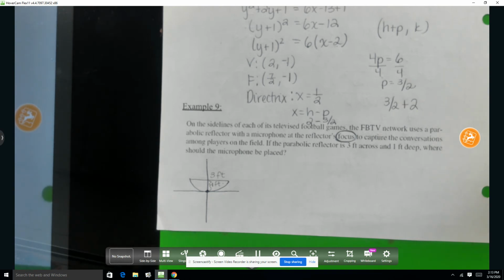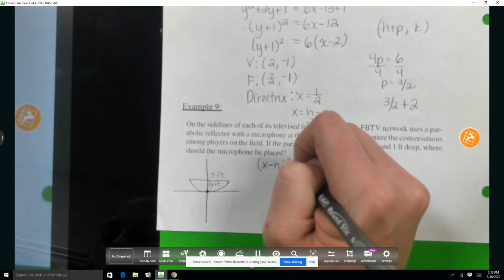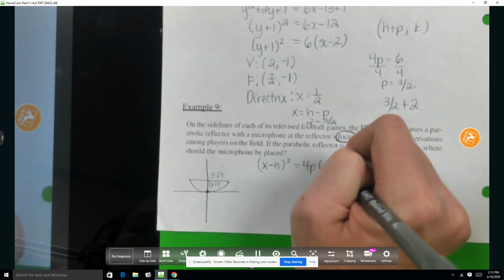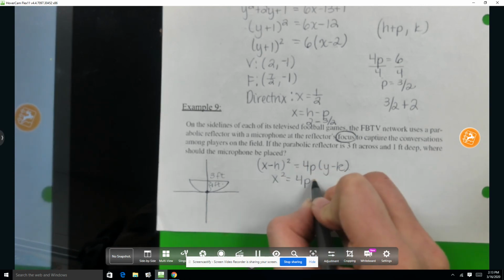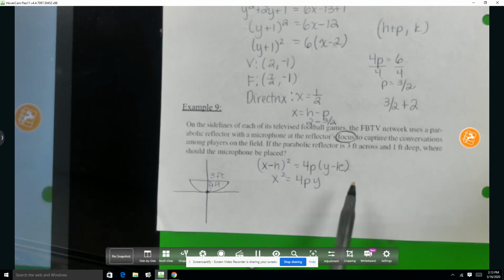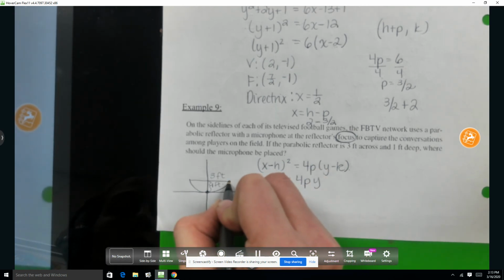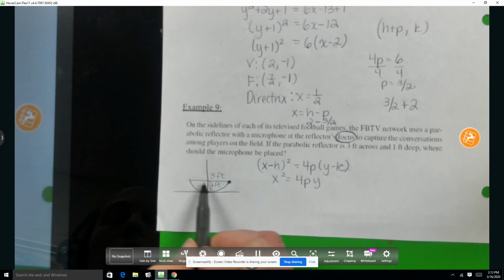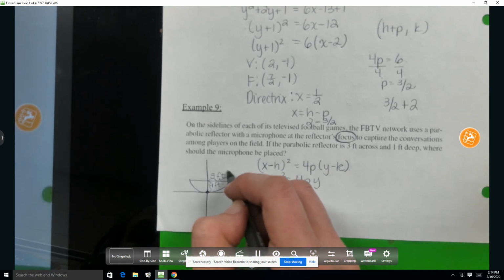So in order to do that, this parabola is going to open upwards, so I'm going to use x minus h squared is equal to 4p times y minus k. Well, h and k are going to be 0, so I know x squared is equal to 4p times y. So in order to figure out p, I need to know an x and a y, which I can figure out on this graph, because this whole thing has to be 3 feet across, and we know a parabola is symmetric across its vertex. We know from here to here is going to be 1.5 feet.